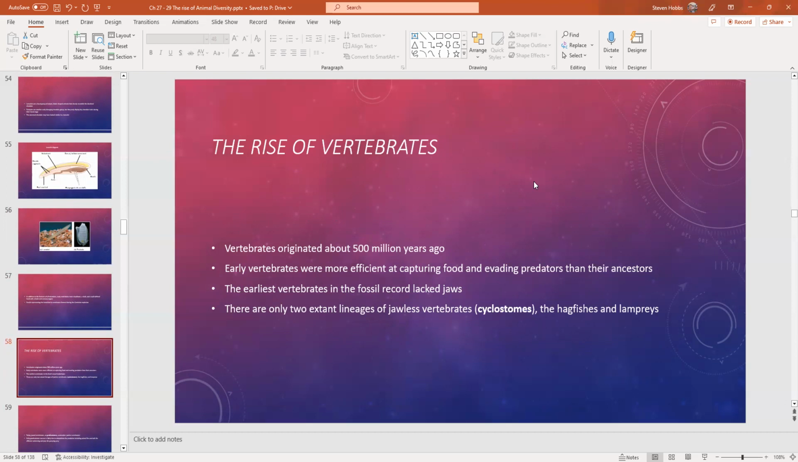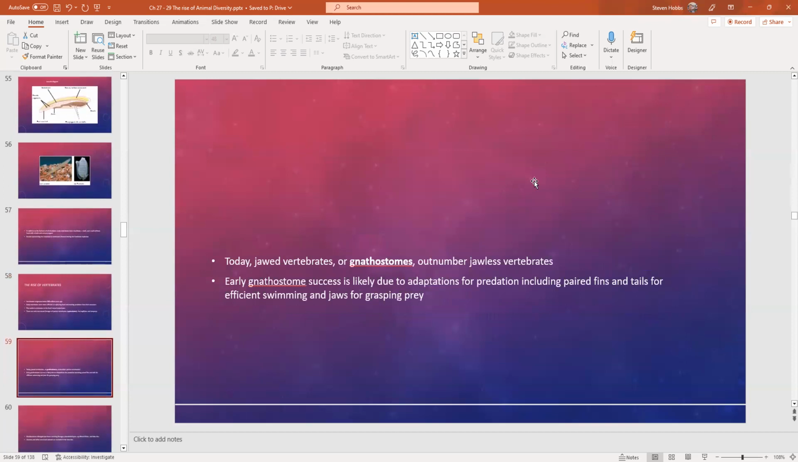Two extant lineages of jawless vertebrates are still with us. We call them the cyclostomes, cyclo meaning to go around. So the hagfish and the lampreys. I'll show you those in just a bit. Now, today we have the jawed vertebrates, otherwise known as the gnathostomes. Gnatho means to chew. Those outnumber the jawless vertebrates, which is why you may not have ever heard of lampreys or hagfish.